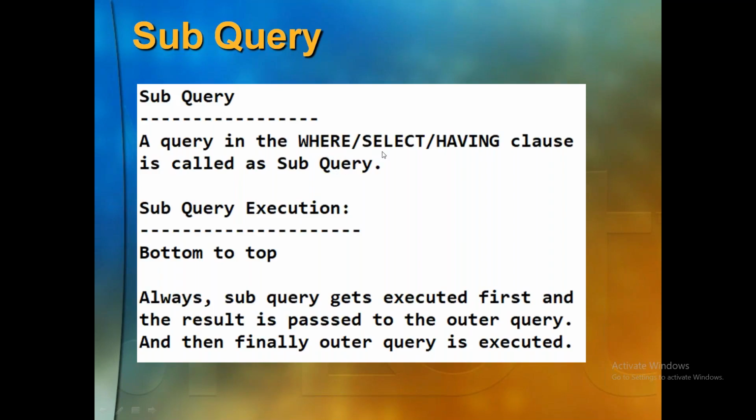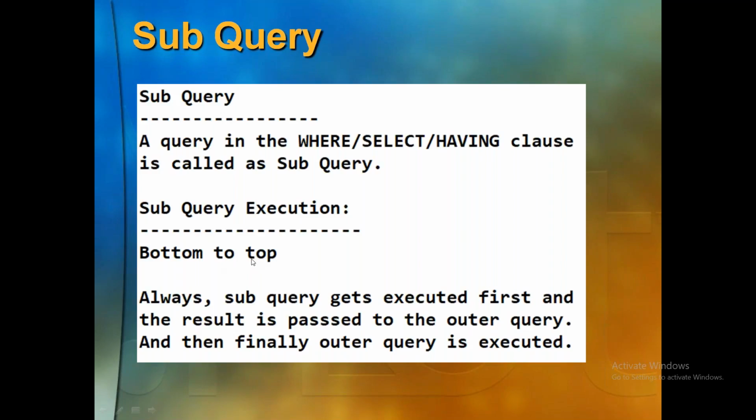So I can also write a query in the select itself, that we'll discuss later. If you write one more query in the where, select or having, anywhere, that query is called a subquery or a nested query or inner query. Now subquery execution is bottom to top.